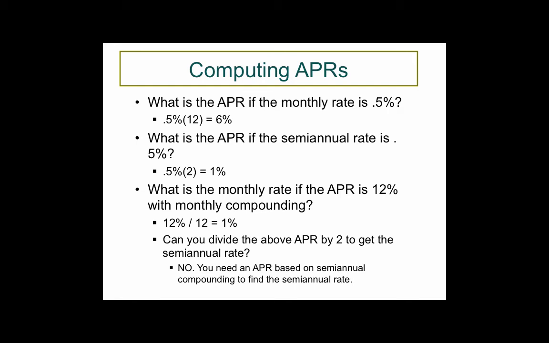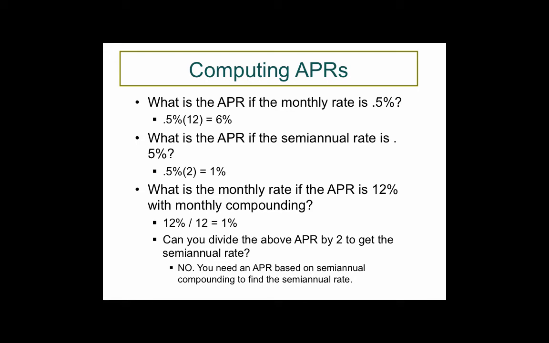And if you were using a quarterly rate, then you would multiply by 4. The next bullet point says semi-annual rate, so you multiply by 2. Then you get to the question, what is the monthly rate if the APR is 12% with monthly compounding? Well, now you're dividing instead of multiplying, so 12% divided by 12 is just 1%. So that 1% would be your monthly interest rate.